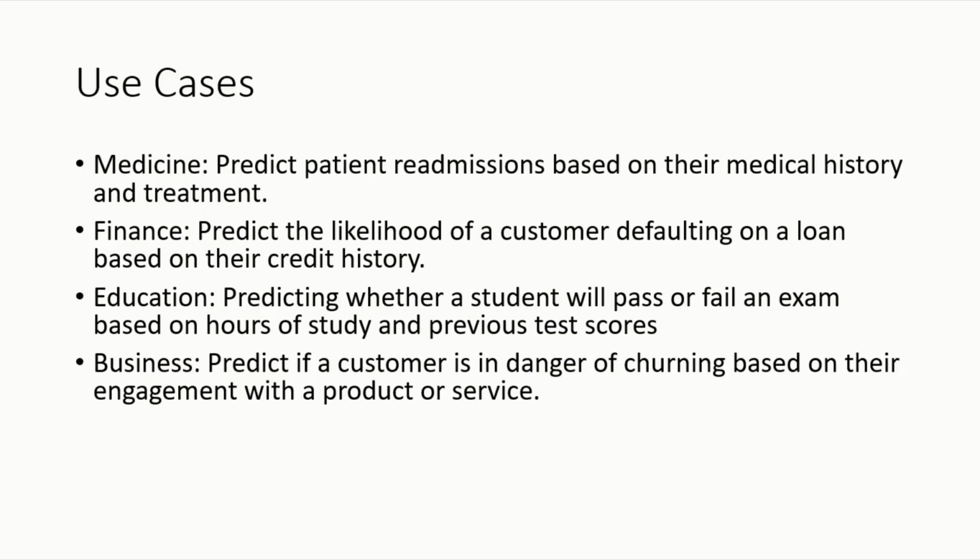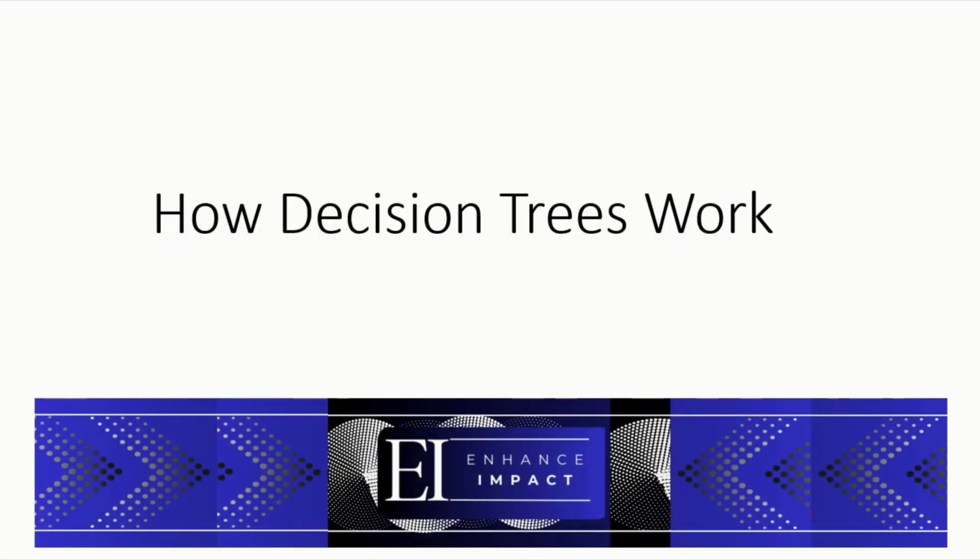Some use cases in medicine is to predict patient readmissions based on their medical history and treatment. In finance, you can predict the likelihood of a customer defaulting on a loan based on their credit history. In education, we can predict whether a student will pass or fail an exam based on hours of study and previous test scores. In business, we can predict if a customer is in danger of churning based on their engagement with a product or service. So how exactly do decision trees work?